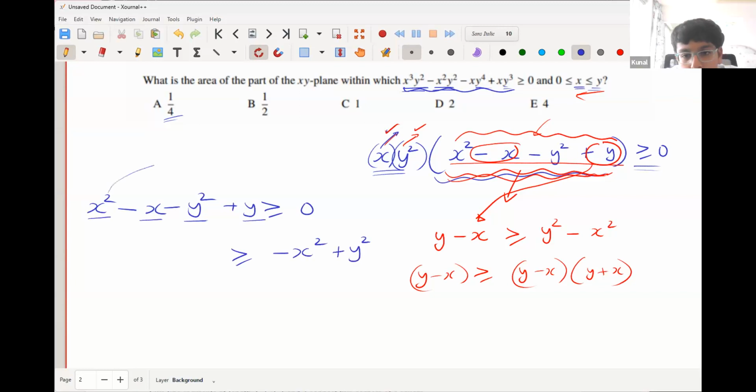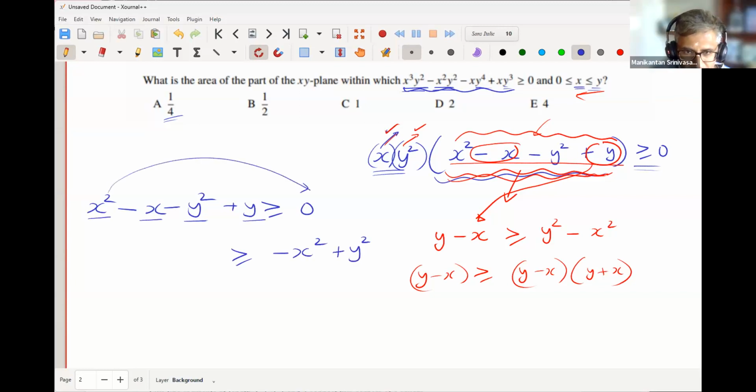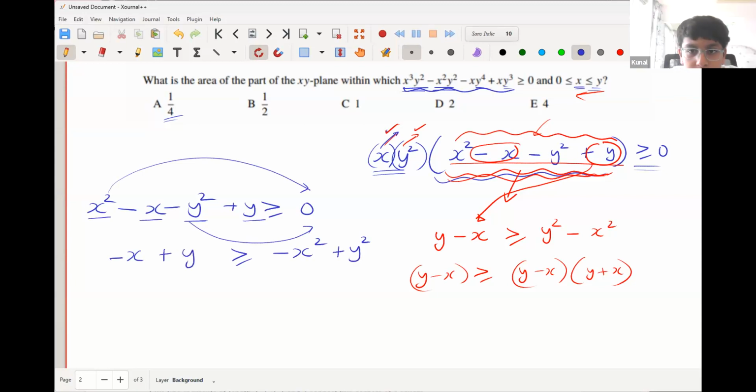I'm moving x square to the right hand side. That becomes minus x square. I'm moving minus y square to the right side. That becomes plus y square. I'm keeping the minus x as it is. I'm keeping the plus y as it is. And now minus x plus y is the same as y minus x. I'm not doing anything. It's like minus 3 plus 10. I can write it as 10 minus 3. That's all.